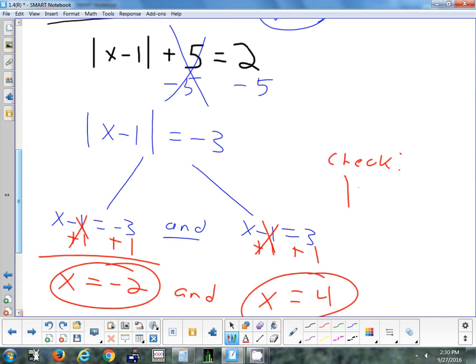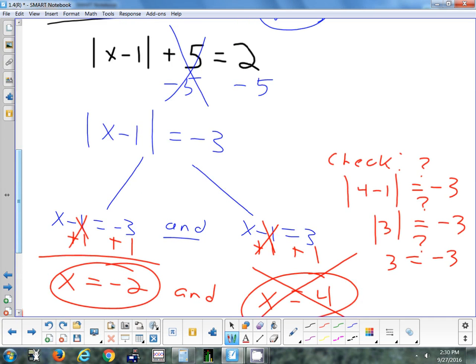So absolute value, 4 minus 1 equals negative 3. What's 4 minus 1? 3. And what's the absolute value of 3? 3. Is that right? Does 3 equal negative 3? No. So 4 doesn't work. All right. Let's check the other one.